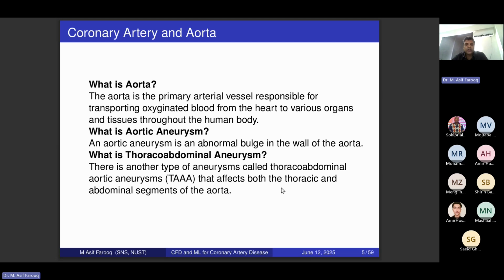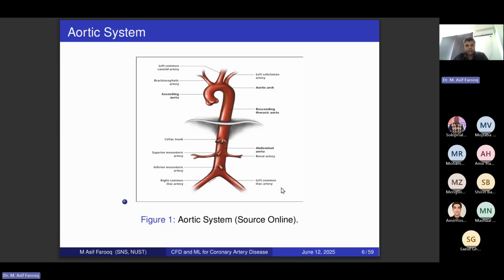In this study, we are interested in thoracoabdominal aneurysm. In fact, we have divided the aneurysm. We have considered two aneurysms: one above the diaphragm, and one below the diaphragm. That is called the thoracoabdominal aneurysm, and I will show you the picture.